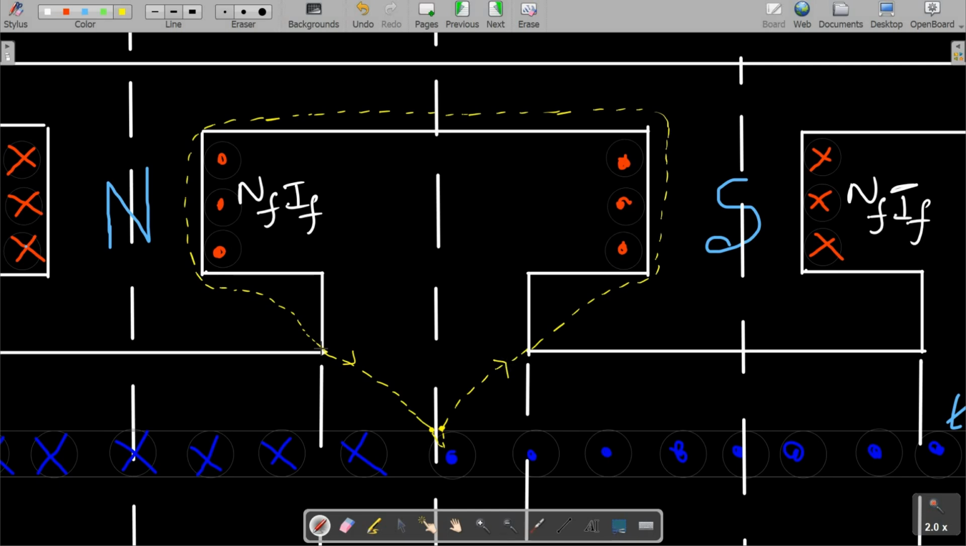Now I will mark some points here. Let us say this point as A. Again, this point I say is B. And this point, let's say, is C, and this point D. Now what I will do? I will apply Ampere's circuit law over this path, whatever path I have shown you, this yellow dotted line. I will write the Ampere's circuital law.